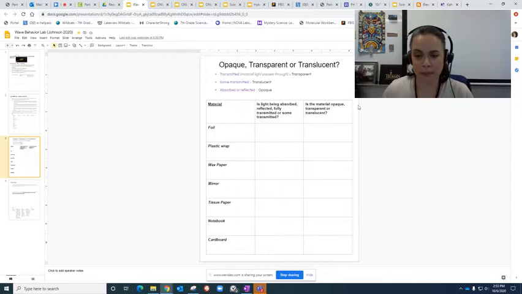So on this page, you're going to go through, and for each of these materials that we tested, you're going to transfer over your information from page two, and then decide for each of those materials, is it transparent, translucent, or opaque? And again, this would be something that we can go over. So go ahead and try it out, get some answers, and then you can ask questions Monday during our class meeting.